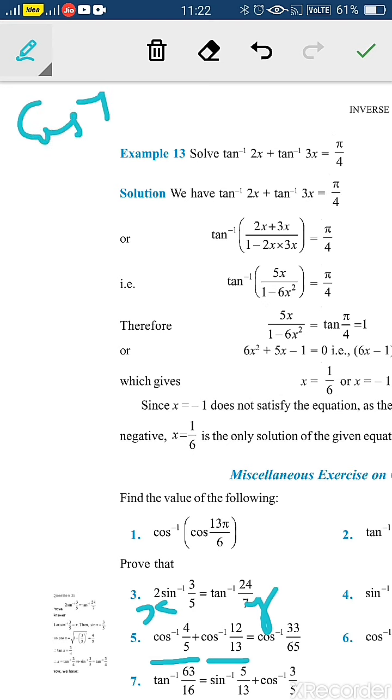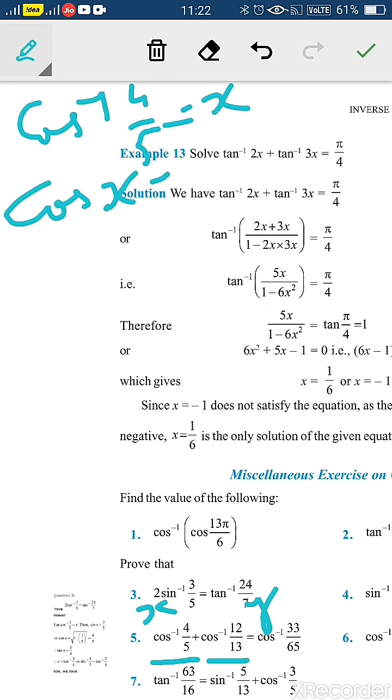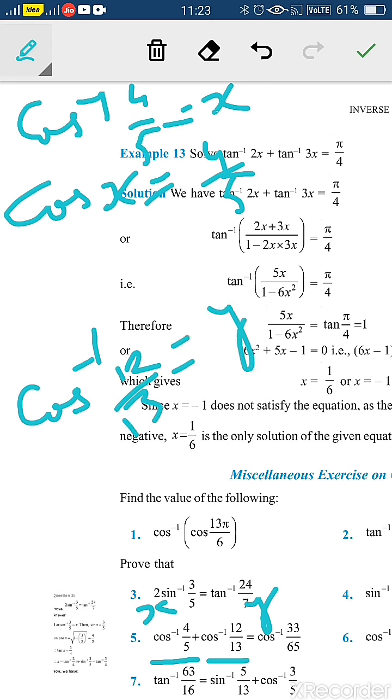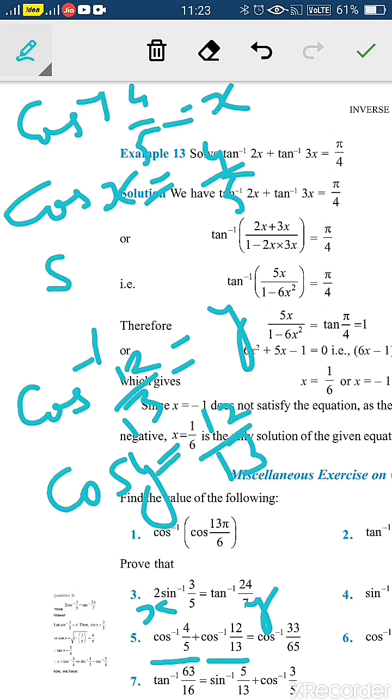Cos inverse 4 by 5 is equal to x, so cos x is equal to 4 by 5, right? Next, cos inverse 12 by 13 is equal to y. So this implies cos y is equal to 12 by 13. From here, find sin x.